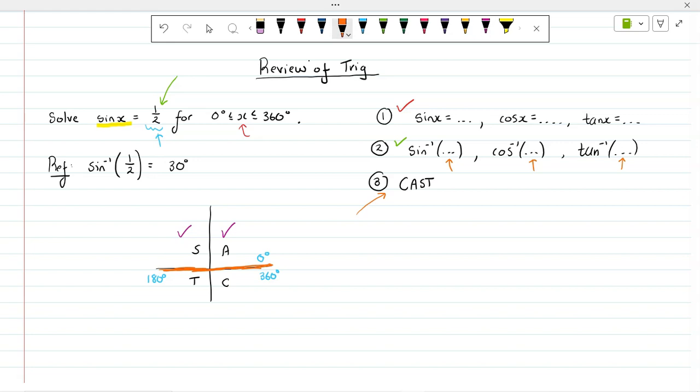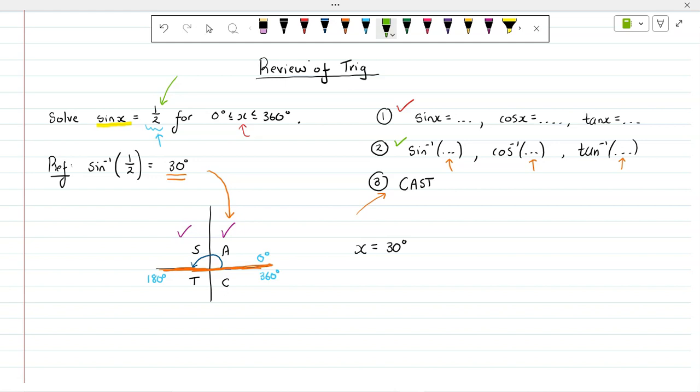Just take note that your reference angle here, the 30 degrees, is already in the first quadrant. So that's already a solution here. The first solution is x is equal to 30 degrees. The second solution is in the second quadrant, or the S quadrant. Remember, your angles always start from the 0 line, and then we go anti-clockwise up until, for example, the 180 degree line.